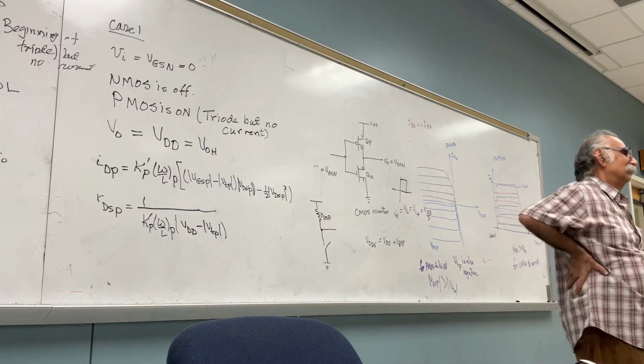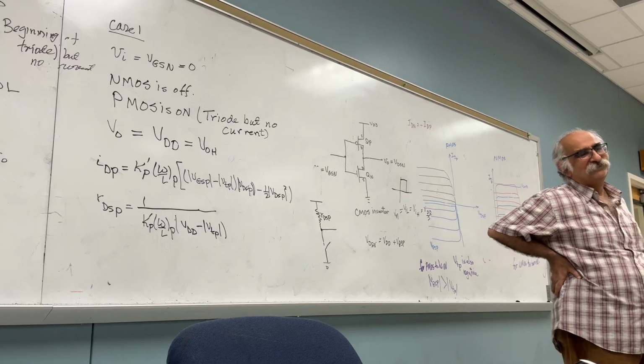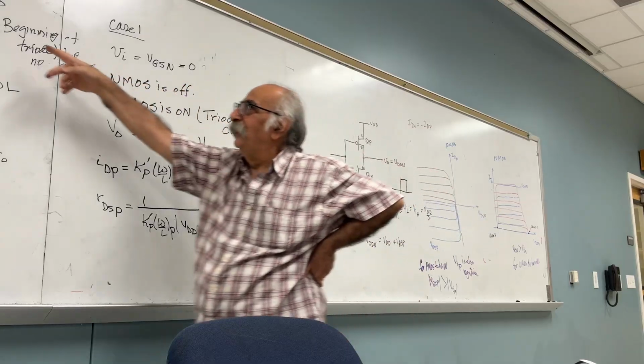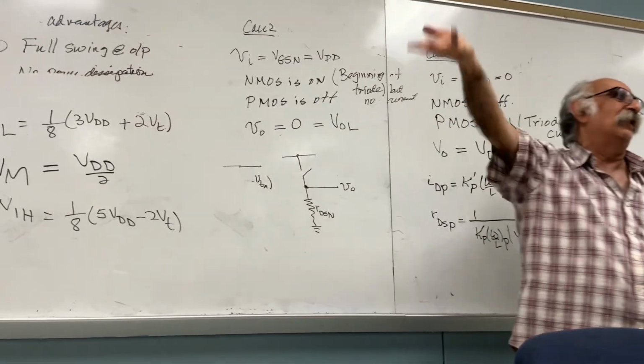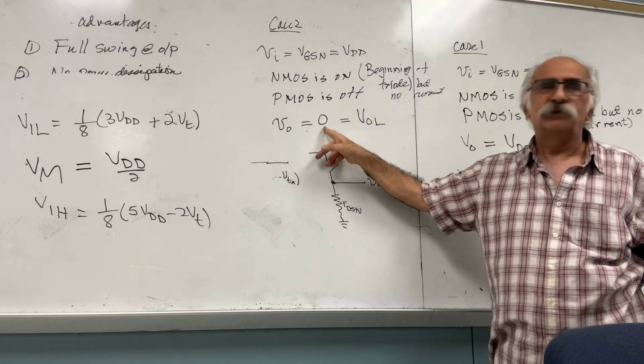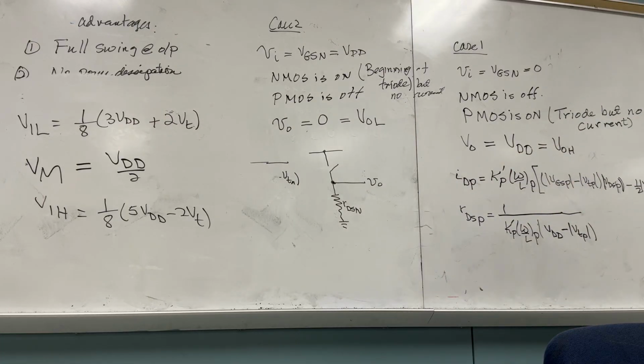Did you get it? And what did we do? The extreme case, which is where the input is VDD. By the way, the input cannot be more than VDD. The highest value is VDD. What was the output voltage? The output voltage is VDD. And what do I say? The PMOS is off. The NMOS is on, in triode, but no current.